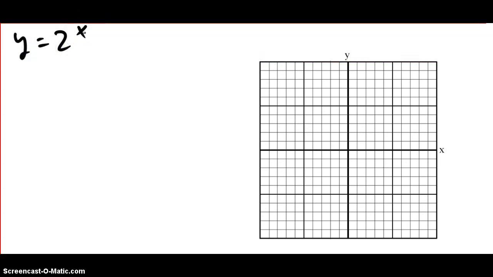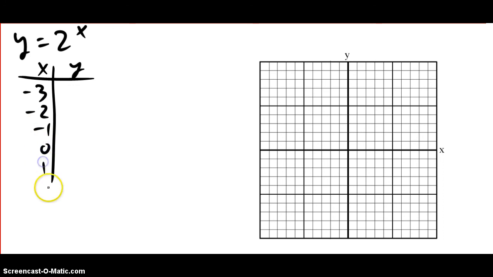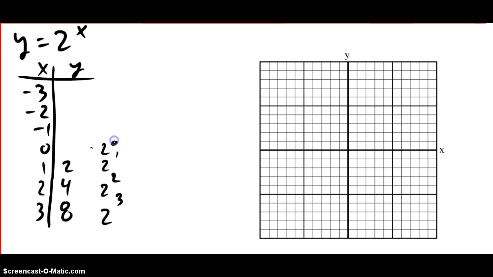To the x. What we need to do is create a table of values and see what that looks like. We're going to put in a lot of values because it's kind of a funny looking graph if you haven't seen it before. So this here is 2 to the third, so that's 8. This is 2 squared, so that's 4. This is 2 to the first, so that's 2. 2 to the 0 is 1.